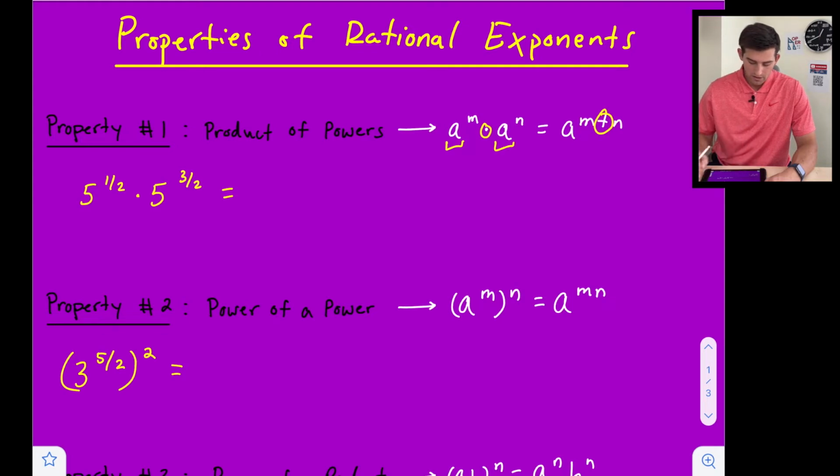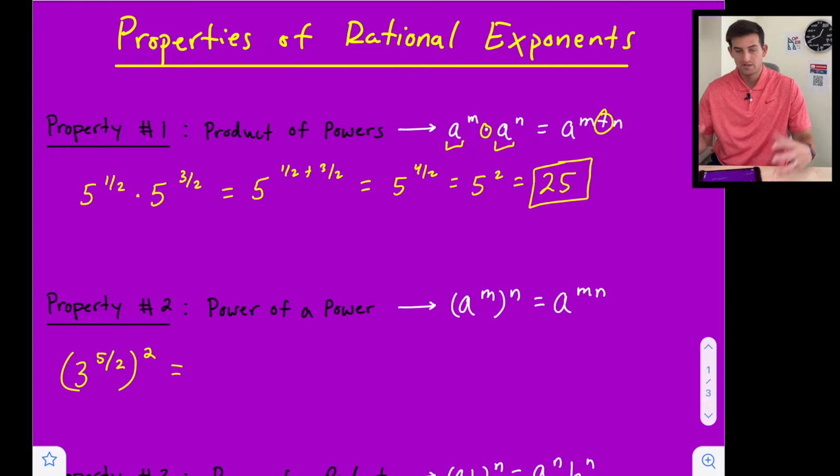So in our example, we have 5 to the 1/2 times 5 to the 3/2. So key there is we have the same base. So we're going to keep that base, and we're going to add these exponents. This is going to be 1/2 plus 3/2. Okay, so 1/2 plus 3/2, that's just going to be 4/2. 4 divided by 2 is 2. So we get 5 squared, which is 25. Okay, so that's how we can apply the product of powers property.